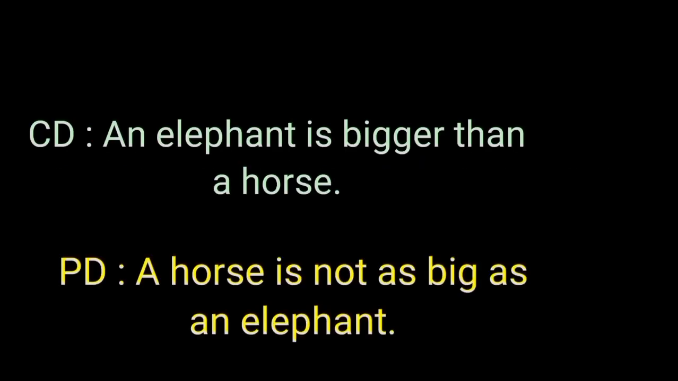Second noun should be placed first, later the verb, and in order not to change the meaning, not. Then as, positive degree, as, plus the first noun. So question, comparative degree: An elephant is bigger than a horse. Answer, positive degree: A horse is not as big as an elephant.